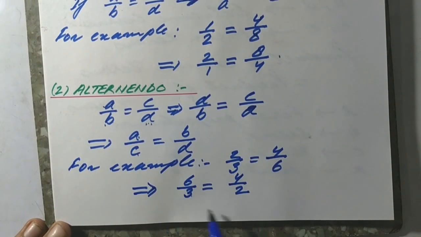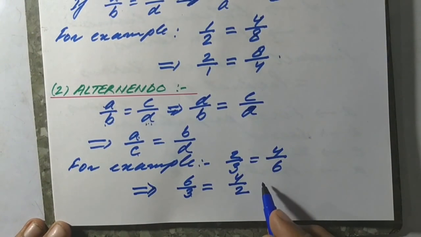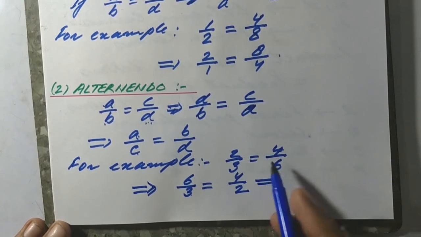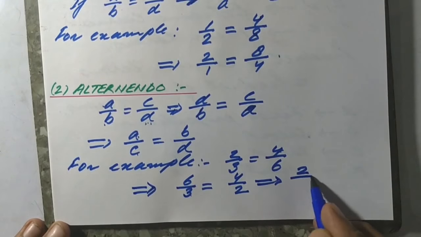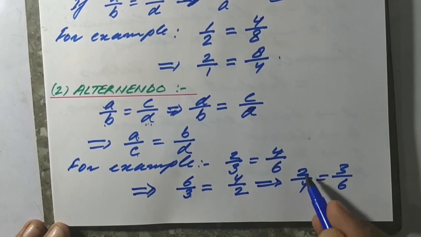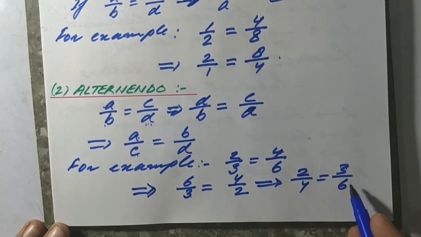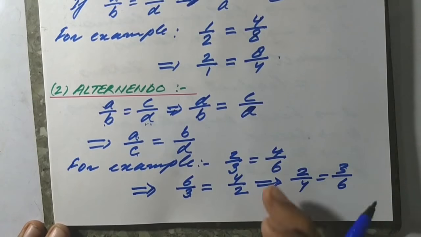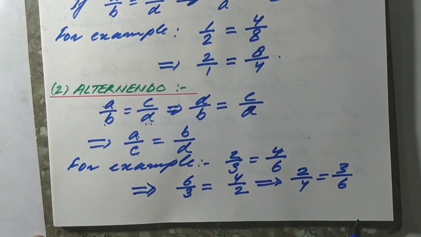In the same way, we may interchange 3 and 4. So we may write 2 upon 4 is equal to 3 upon 6. And as you see, 2 will divide 4 2 times and 3 will divide 6 2 times. So we have 1 upon 2 is equal to 1 upon 2. Thus the proportion is correct.